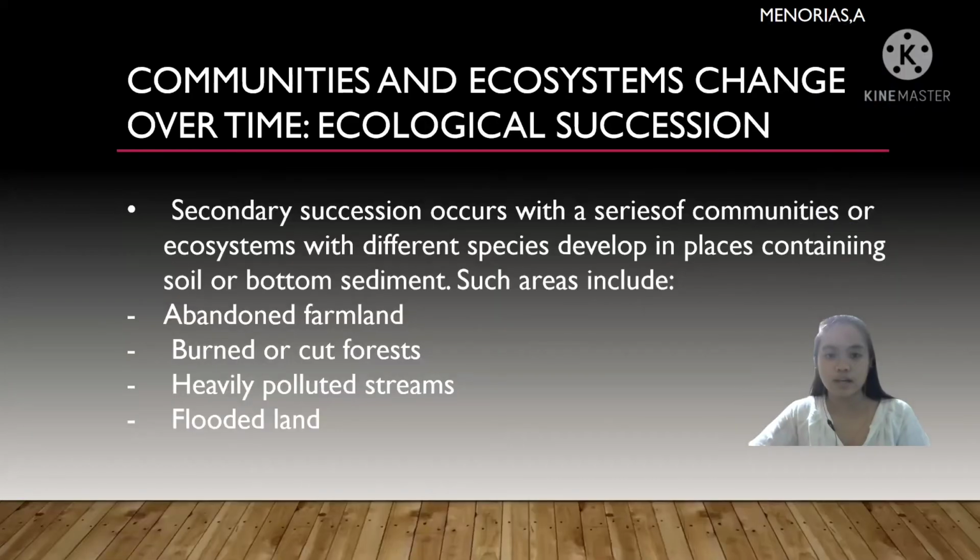Communities and ecosystems change over time. Secondary succession occurs when a series of communities or ecosystems with different species develop in places containing soil or bottom sediments. Such areas include abandoned farmland, burned or cut forests, heavily polluted streams, and flooded land.